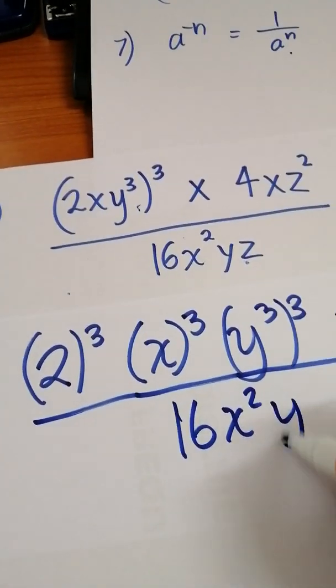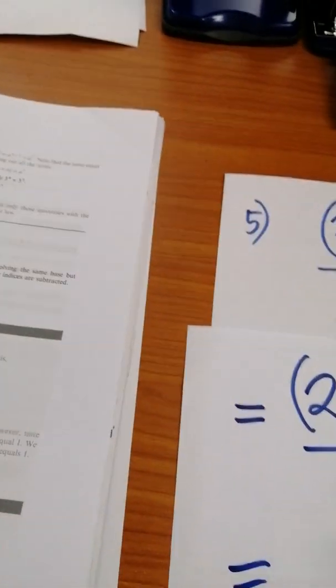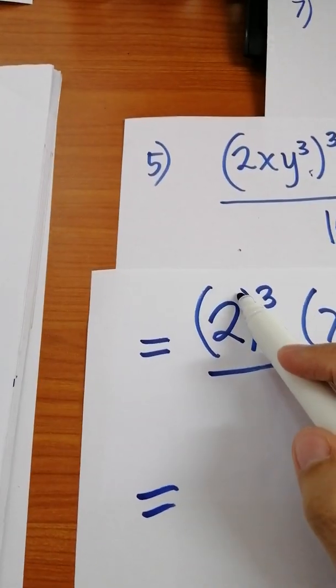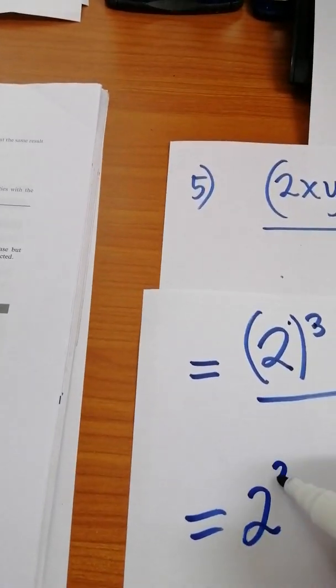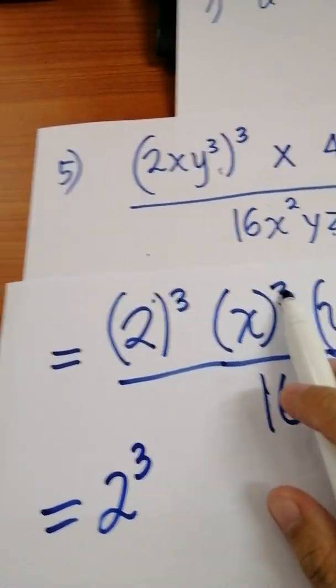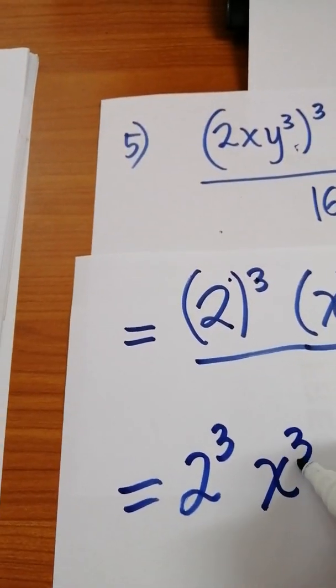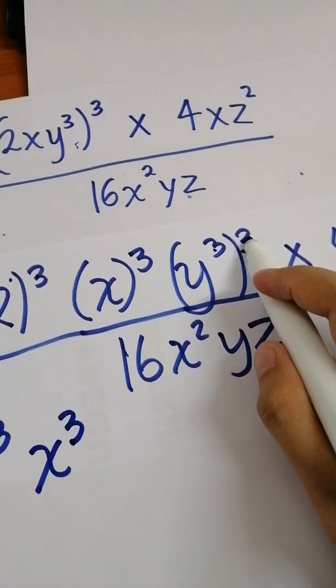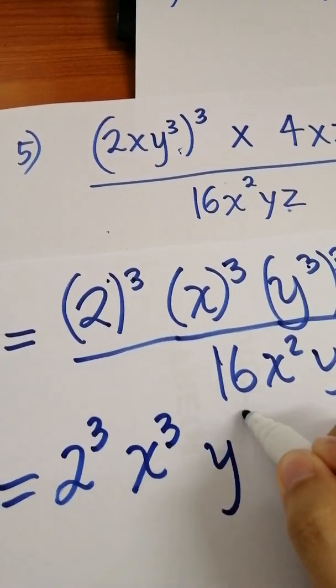Okay, 2 power 3. This is 1, this is 3, so that means 2 power 3. Multiply x power 3 times 3, and it will be 9.